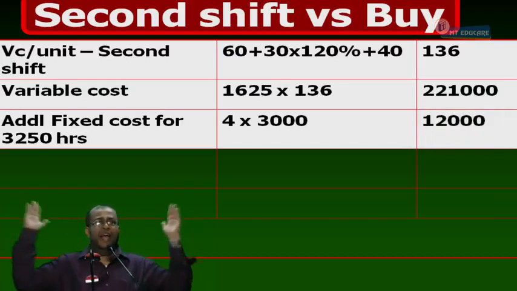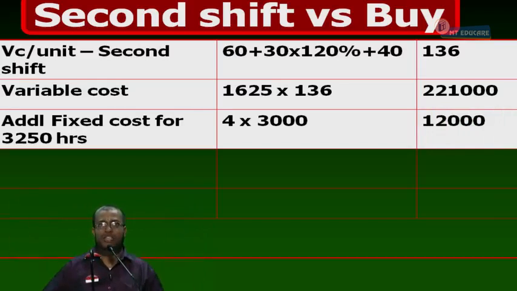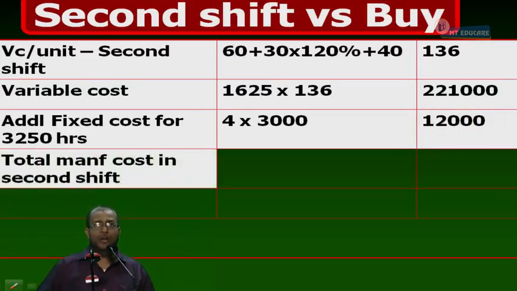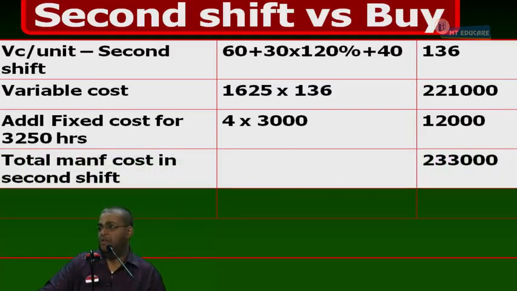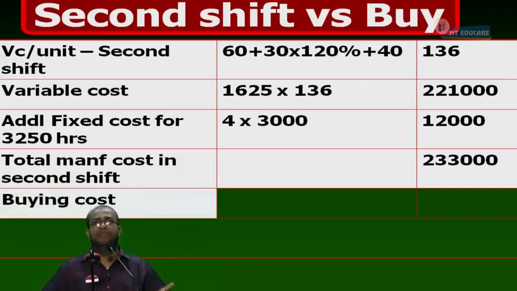When I want to do the requirement in the second shift, what is the total manufacturing cost? Total manufacturing cost in second shift. I want a number. 2,33,000. Total manufacturing cost in second shift is 2,33,000. Accepted or not?